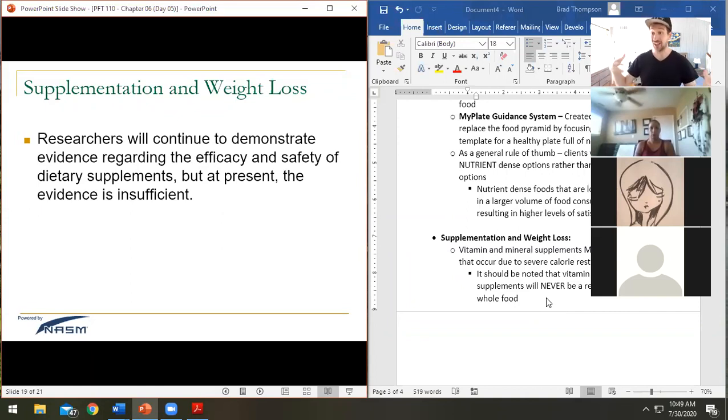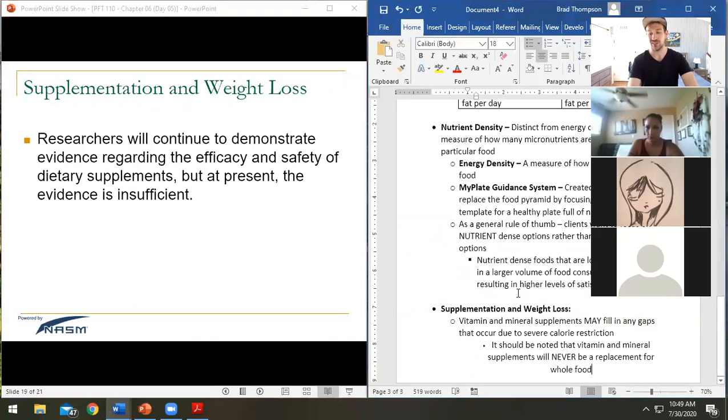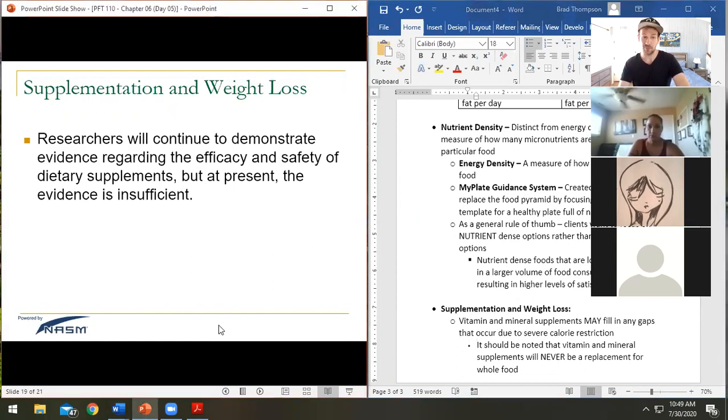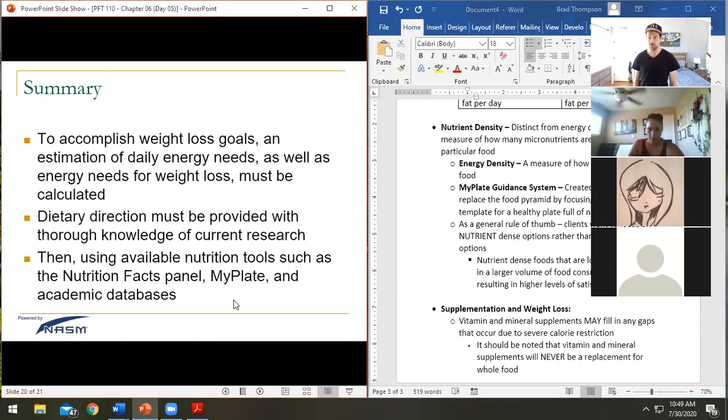You're missing the point of what a healthy lifestyle is, right? Research is going to continue to demonstrate the efficacy of certain vitamins and minerals. There's a reason this industry still exists. It is still quite popular, and certain supplements have been shown to work. However, at present, there's insufficient evidence to suggest that supplements can replace dietary food. Replacing your meals with a vitamin supplement is not the way to go.